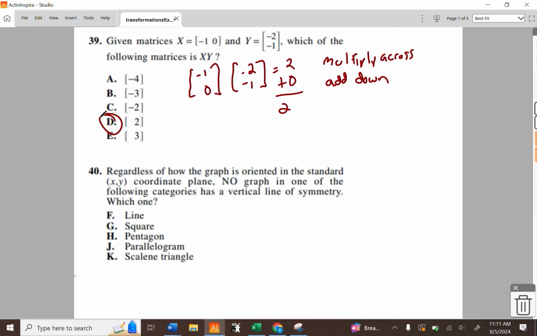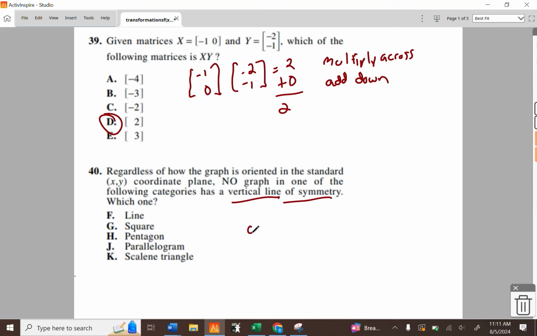Regardless of how the graph is oriented in a standard XY coordinate plane, no graph in one of the following categories has a vertical line of symmetry. Now, what is a vertical line of symmetry? Not everybody knows this. I've done this for a long time. I'd say you ask 1 in maybe 8 kids what vertical is, and they'd hold their hand horizontal.